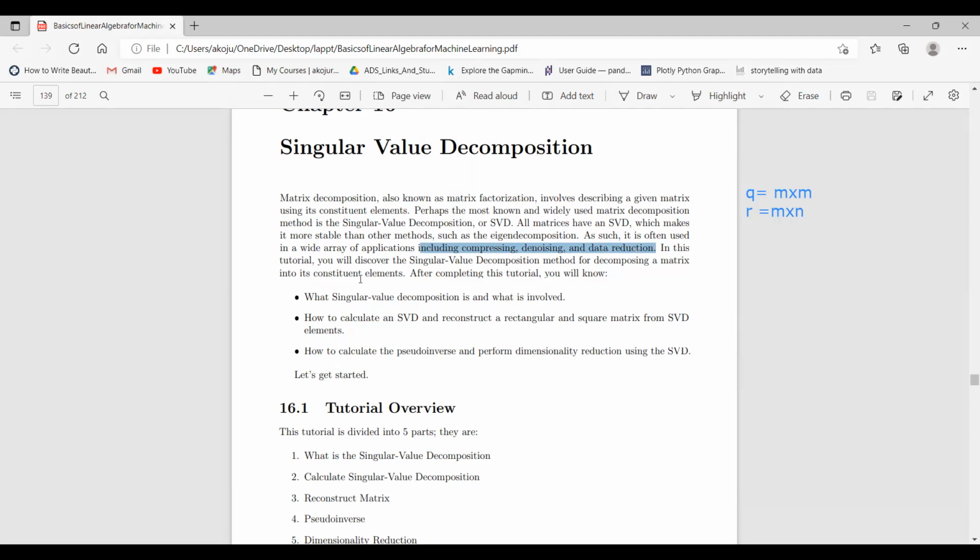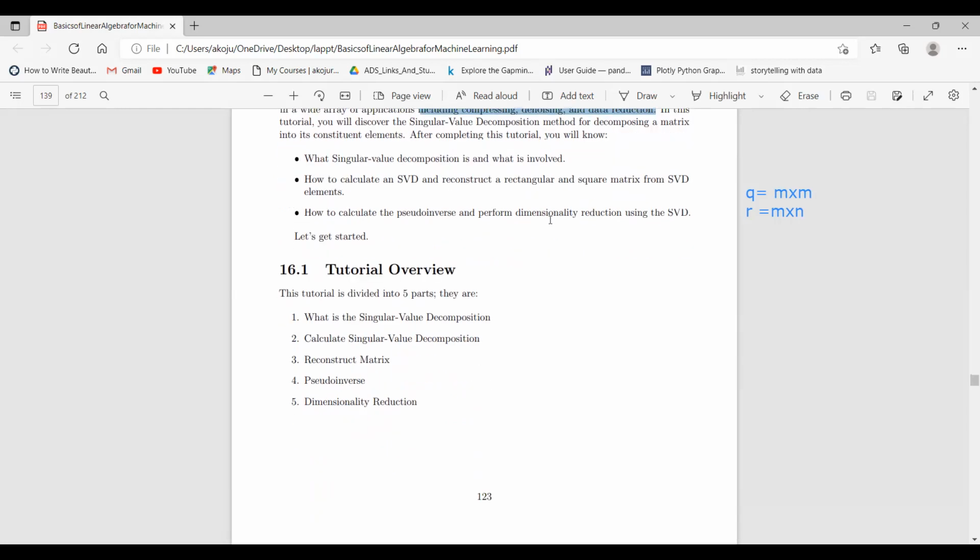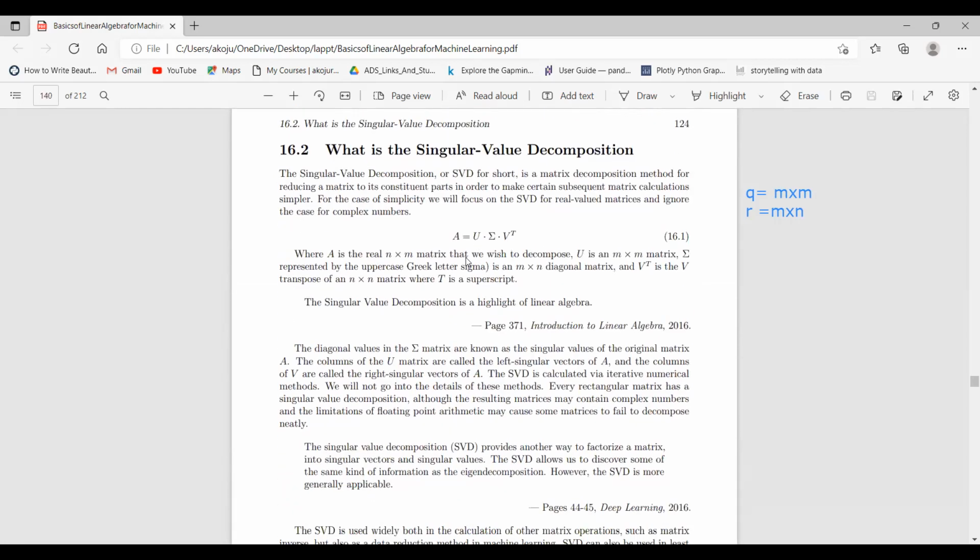In this tutorial, you will discover the singular value decomposition method. We will see what a singular matrix is, and what singular value decomposition is. SVD, for short, is a matrix decomposition method for reducing a matrix to its constituent parts in order to make certain subsequent matrix calculations simpler. As I said, whenever we come across decomposition, it means that to make the matrix operations or calculations simple or easier, we go for decomposition.